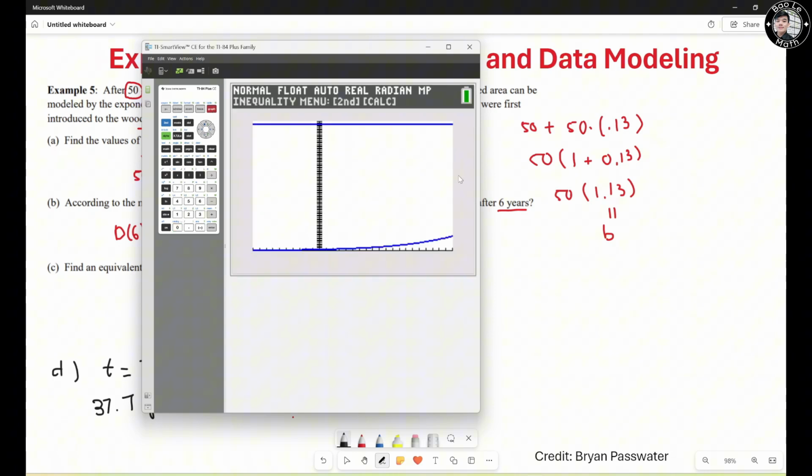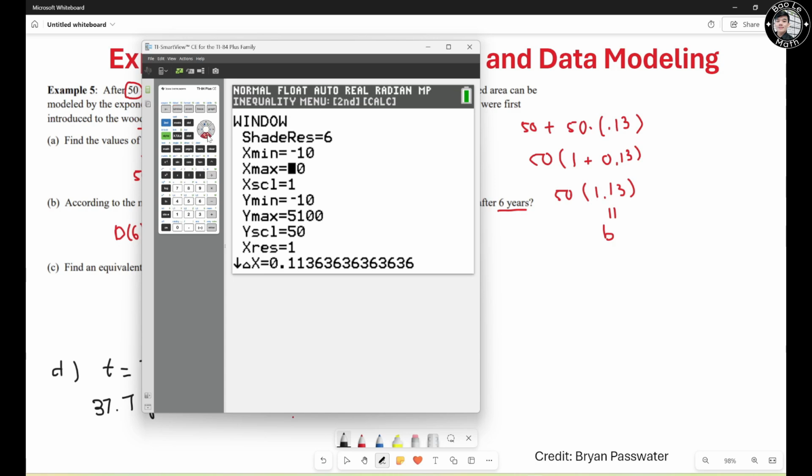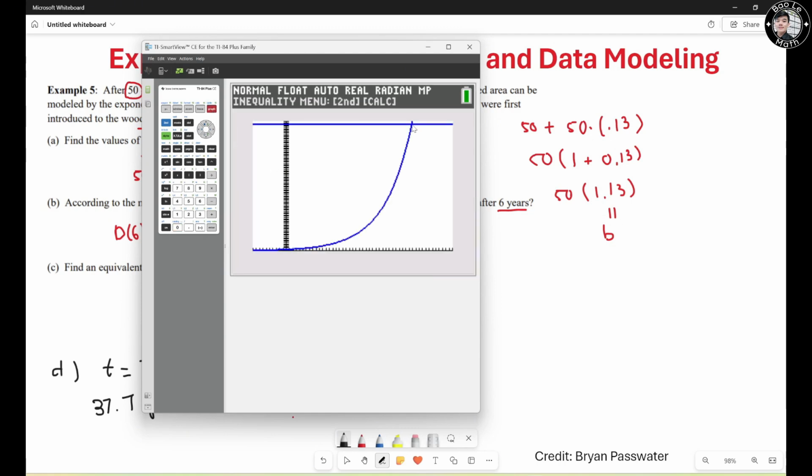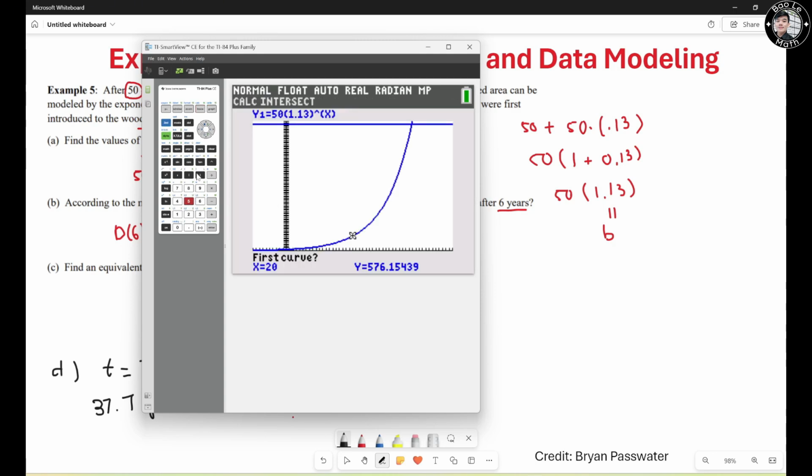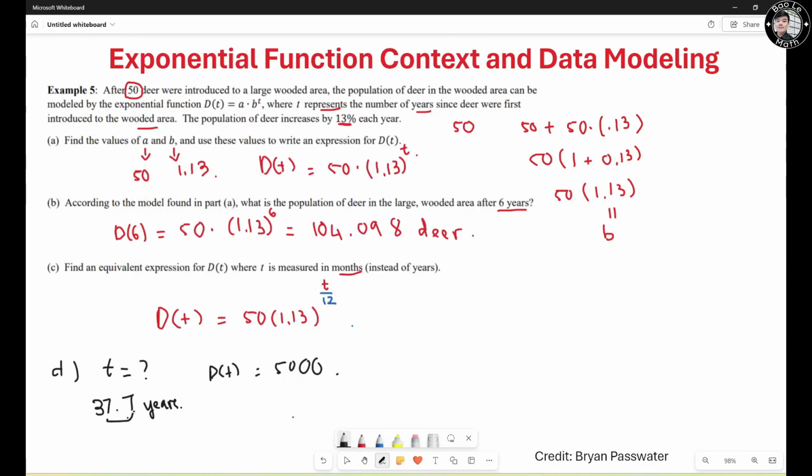But it doesn't show up to the right. So we need to adjust the S value. So hit window right here. The S max right here, I need to hit 50. Right, I hit graph. Now it shows up right here. Now I hit second trace, intersection right here, number 5. And I hit enter 3 times: 1, 2, 3. The answer is 37.68, right? So it's similar to this one. And it's a good time to stop.